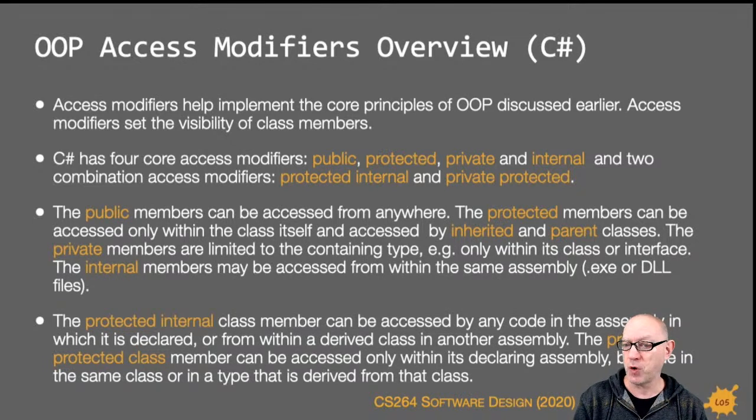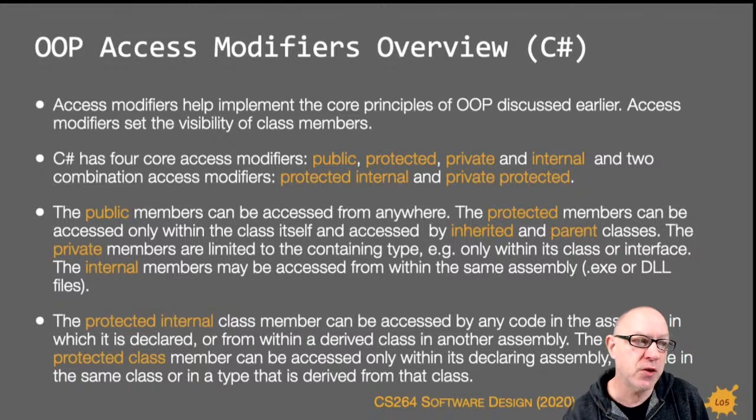Okay, so the public members can be accessed anywhere. The protected members can be accessed only within the class itself and by inherited and parent classes. The private members are limited to the containing type, only within the class or the interface. The internal members may be accessed from within the same assembly.